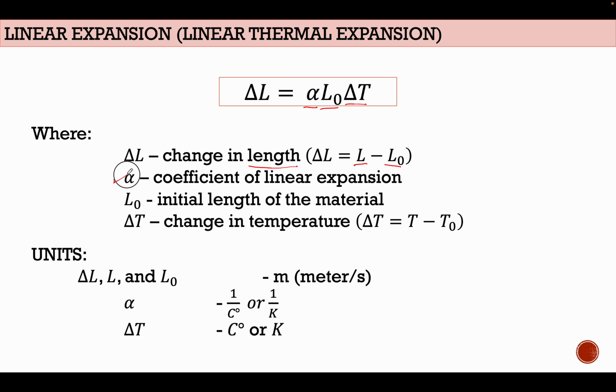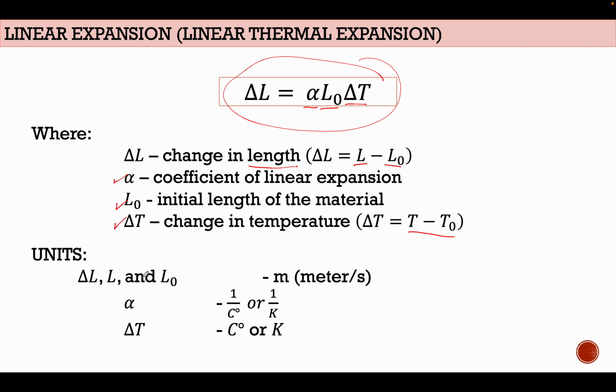And then we also have alpha. Alpha is the coefficient of linear expansion. When we say coefficient of linear expansion, it depends on what material we are using. For example, for steel it has some value, for aluminum it's different, for iron it's different. So the coefficient of linear expansion for every material is different. And then we also have L sub O, the initial length of the material. And delta T is the change in temperature, which is again final temperature minus initial temperature. So again, this is our general equation for the linear expansion: delta L is equal to alpha times L sub O times delta T.